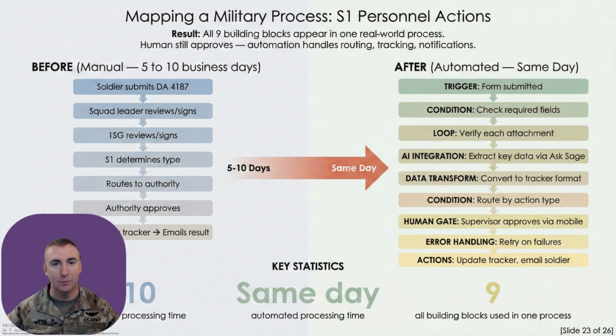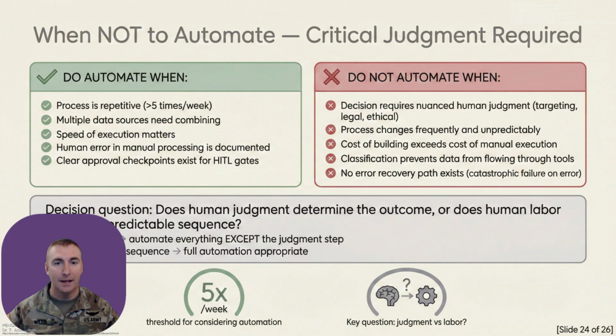The next question, when should you not automate? Get this wrong, and you automate chaos. Do not automate targeting decisions, legal determinations, or ethical evaluations. Do not automate processes that change unpredictably, or where the build cost exceeds the manual cost, or where classification prevents data flow. Do automate when the process happens more than 5 times a week with predictable steps. The decision question, does human judgment determine the outcome, or does human labor execute a predictable sequence? Automate the labor. Protect the judgment.